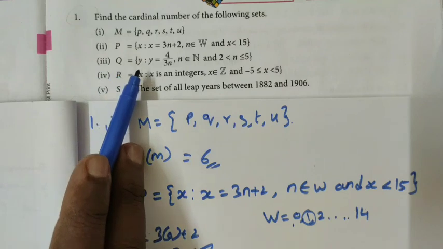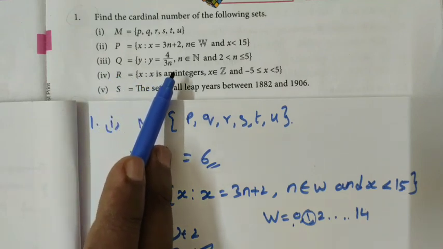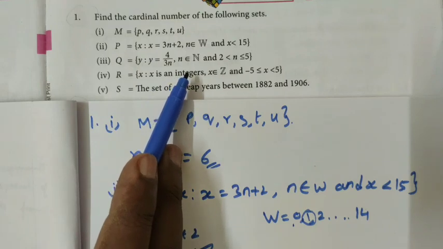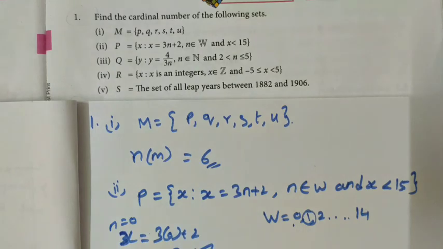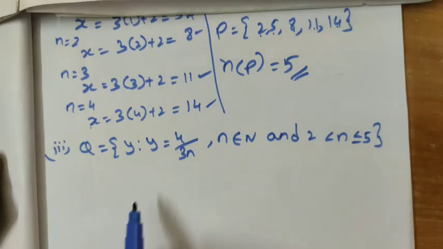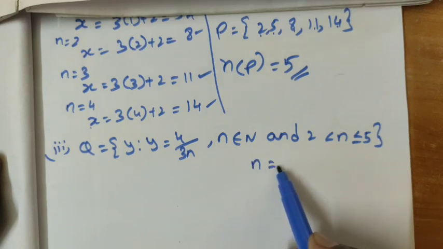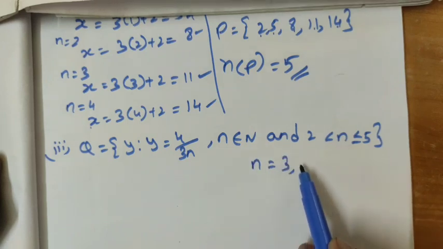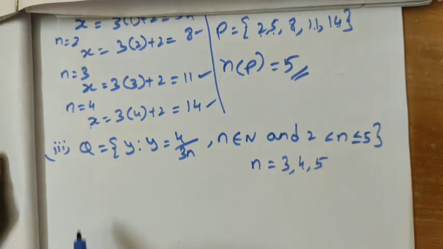Q is equal to the set of y such that y is equal to 4 by 3n, where n belongs to natural numbers and n is greater than 2 and less than or equal to 5, right? Now, we want to find out the number of elements of Q. Here n is a natural number, and n greater than 2 means 3, 4, and less than or equal to 5. So, n is equal to 3, 4, 5.